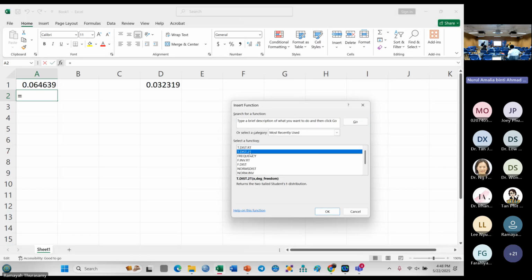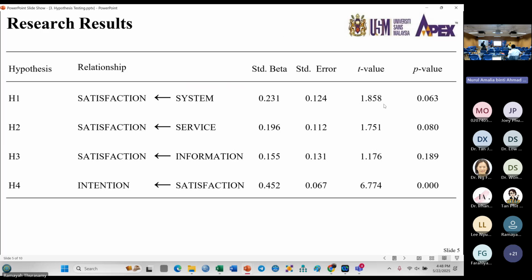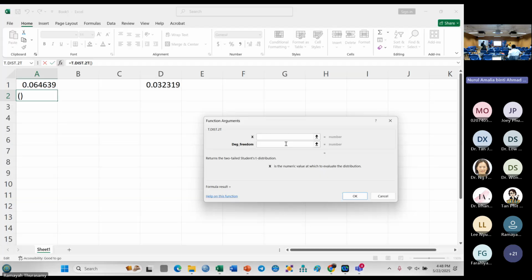When you are doing the two tail, you take this one. Your values are coming from the table, that's how I showed you. 1.858. We can also take 1.751. If you take the 1.751, we put the 1.751, and then this is your sample size minus k minus 1. So we have 3 independent variables. Let's say our sample size is 200. 200 minus 3 minus 1 is 196. So I can put 196.